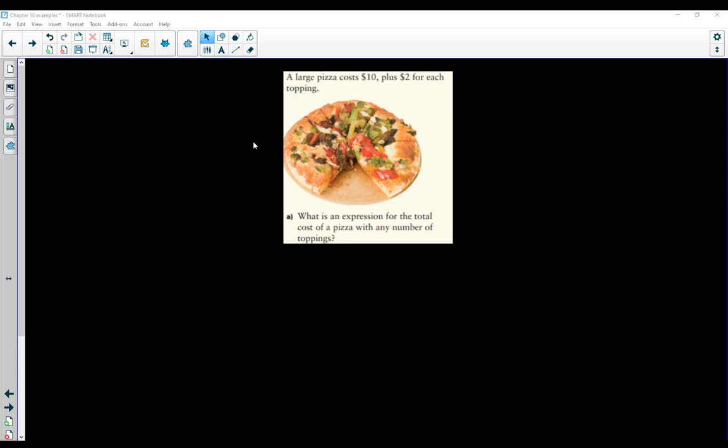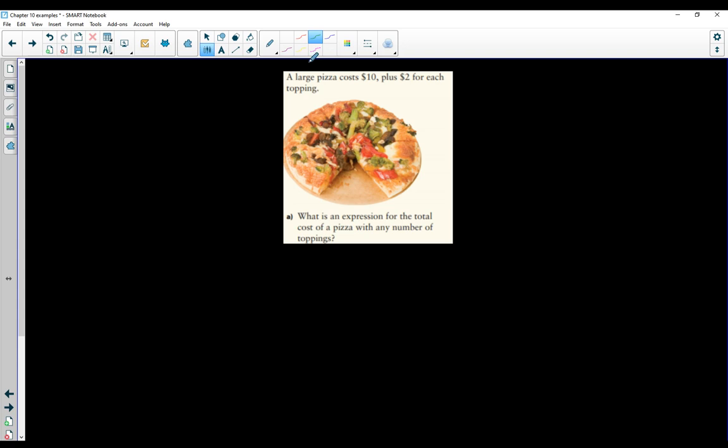Okay, we've got a word problem here that says a large pizza costs $10. Wow, that's pretty cheap for a pizza. Plus $2 for each topping. Oh, here we go. This is where it gets more pricey. What we're looking at is: what is an expression for the total cost of a pizza with any number of toppings? So what happens if we just get one topping, or maybe we're an adventurous type and we want 20 toppings? How can we figure out that price?